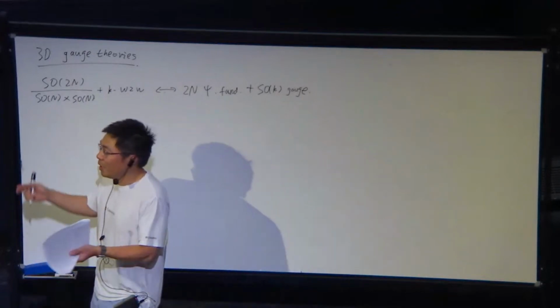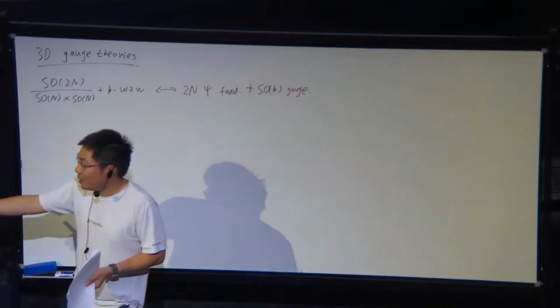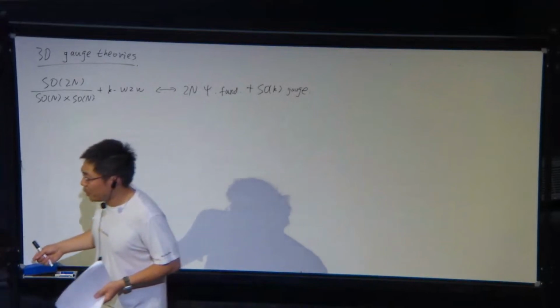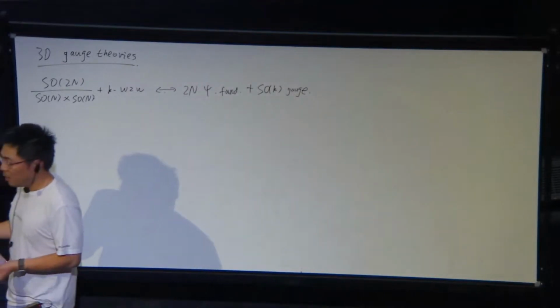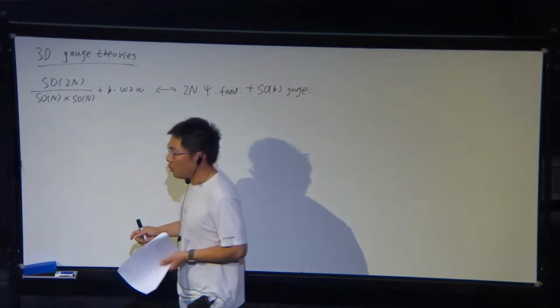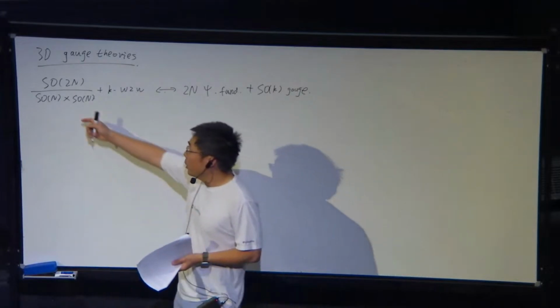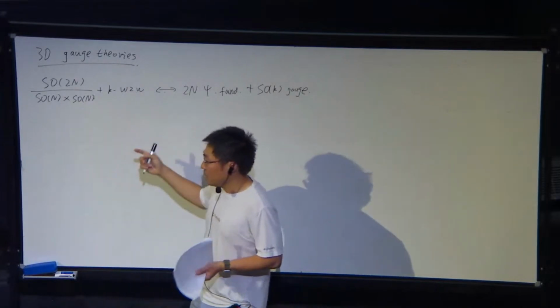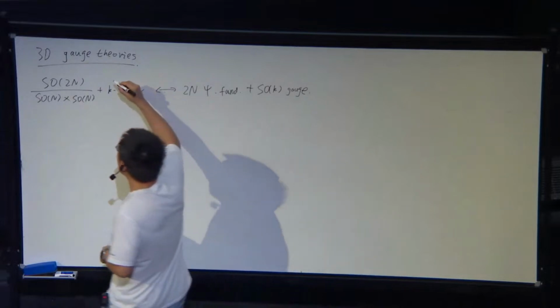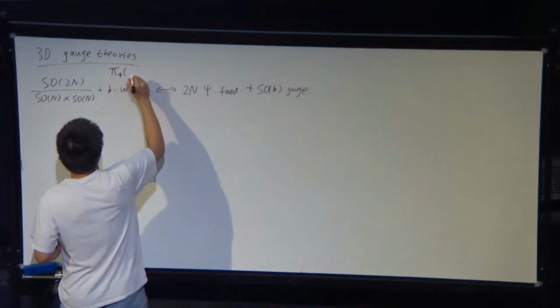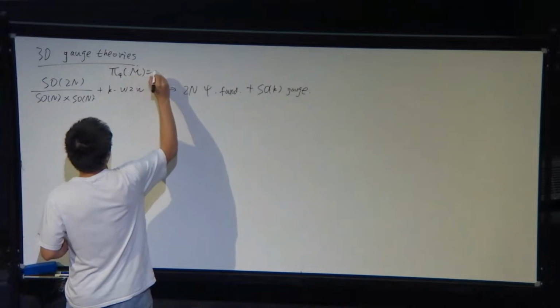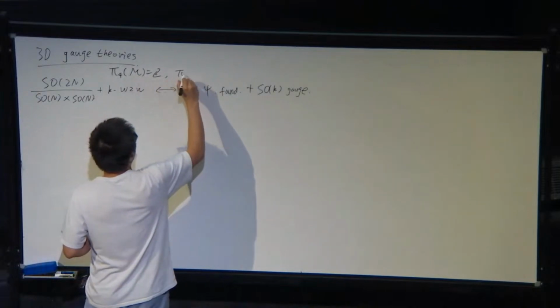One reason is that for a Lie group, you don't have this non-trivial topology. Because for a Lie group, pi3 is non-trivial, so you cannot define a Weissenberg-Witten term. For the Grassmannian, it turns out that it satisfies this condition: pi 4 is non-trivial and pi 3 is trivial.